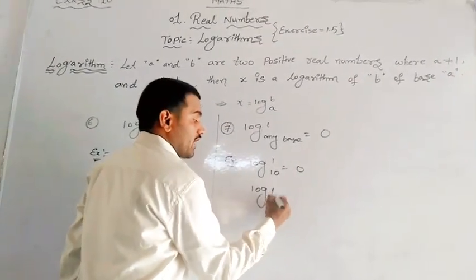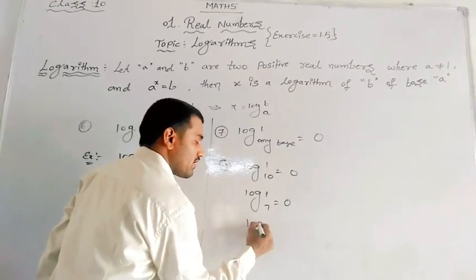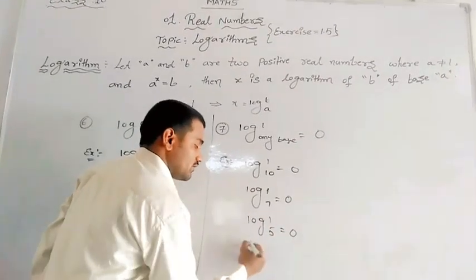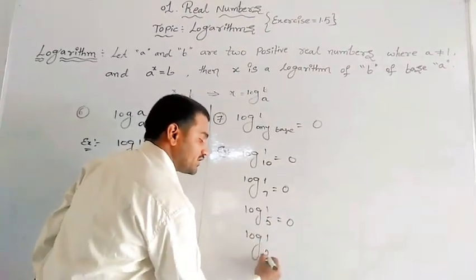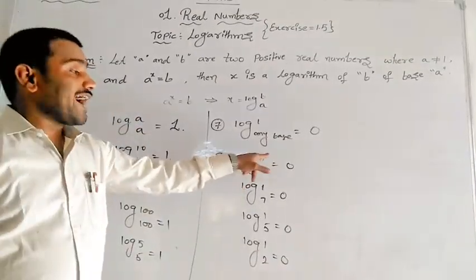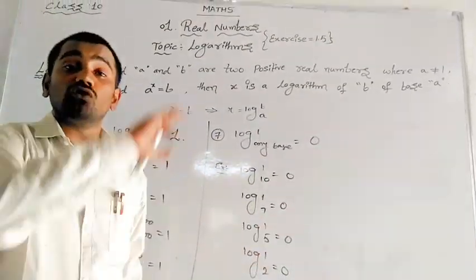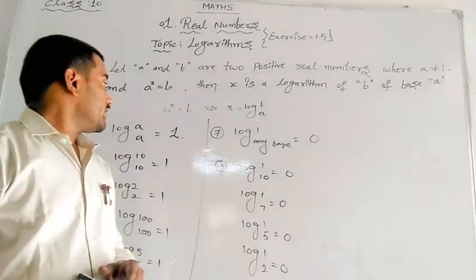Log 1 of base 7 equal to 0. Log 1 of base 5 equal to 0. Log 1 of base 2 equal to 0. Whatever, log 1 of any base equal to 0. This you need to remember.